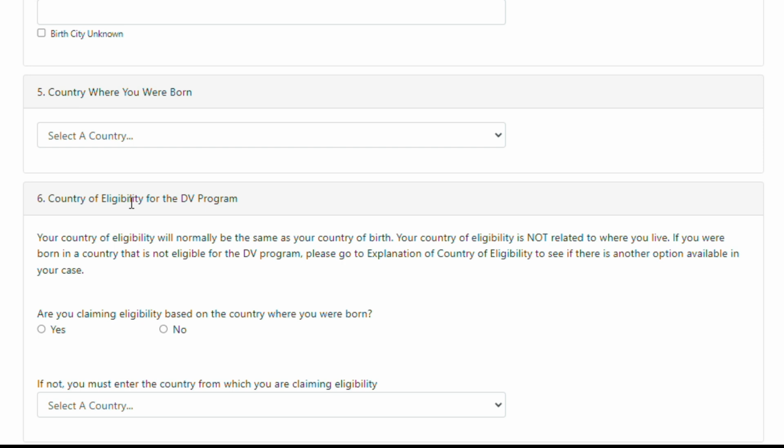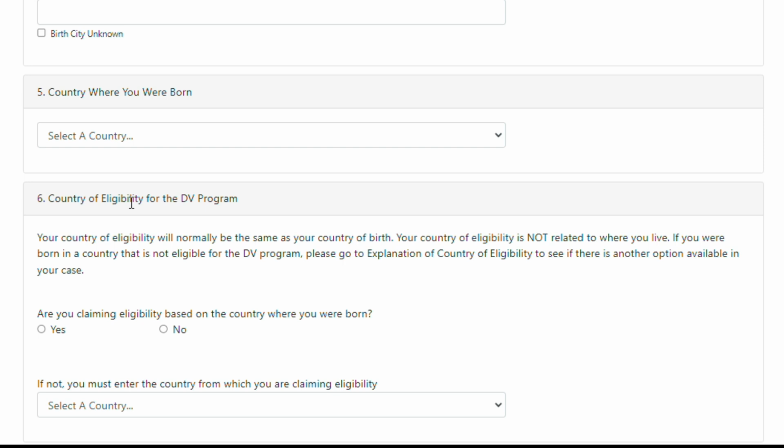If you come from a country that is not listed as eligible to enter the DV lottery at the moment, you can still apply if you have a spouse that comes from a country that is eligible. You apply and claim the country of chargeability or eligibility as that of your spouse. I hope that is clear.